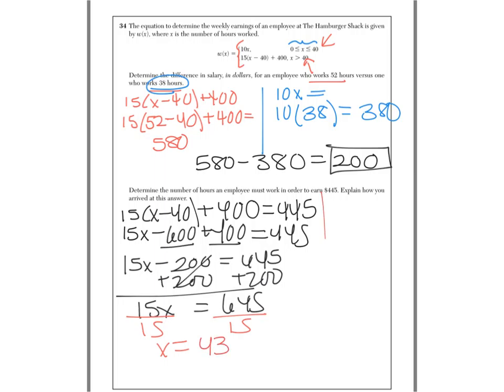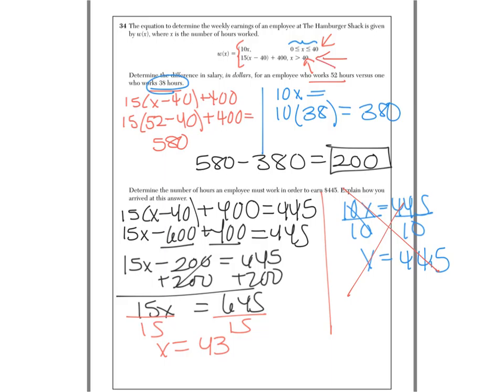Now the other side. We will set 10x equal to 445, divide by 10, and get x is equal to 44.5. So since both values come out to be greater than 40, I'm going to reject this one here because we got to go with the domain constraint that's greater than 40. So it's 43 hours that an employee must work in order to earn $445.